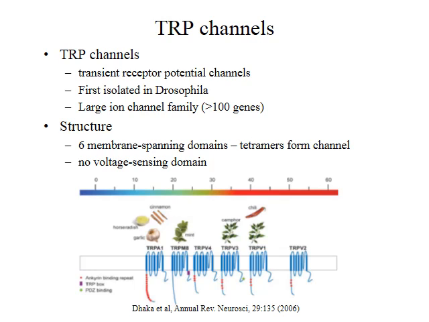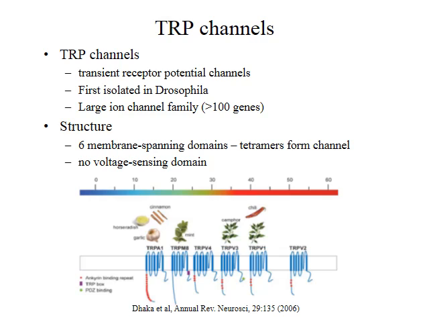We continue our survey of ion channels with the TRP channel. This is the so-called transient receptor potential channel, so named because of the phenotype that was seen in Drosophila, where the channel was first identified. This is an extremely large family of channels. There are over 100 genes that code for various types of TRP channels.